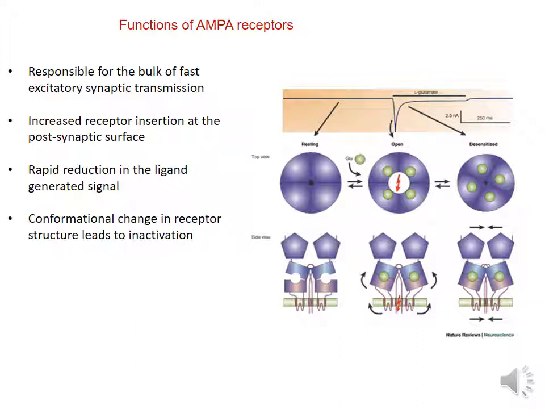These receptors are characterized by a rapid reduction in the ligand-generated signal, which means that they're subject to a rapid desensitization after ligand binding. This is due to a conformational change that is induced by the ligand that also leads to its own inactivation. So this opening of the channel and desensitization is a very rapid process in the AMPA receptors.